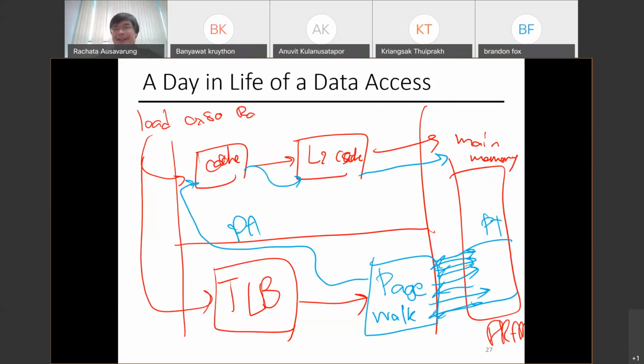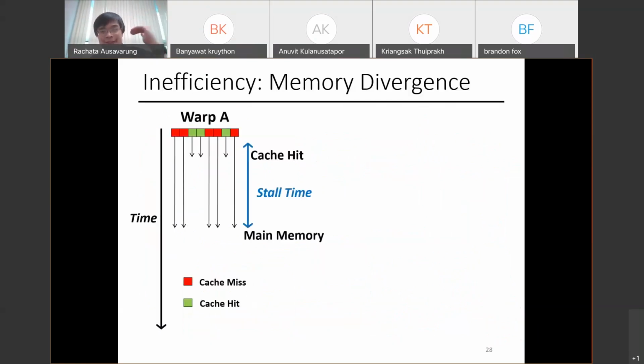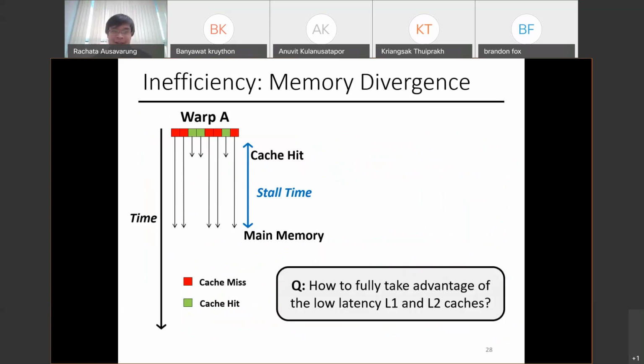So this is a day in the life of a data access, which is inefficient. And it's even worse, as I showed earlier, with the GPU. Why is it the case? If you look at this, the cache does not really provide fast access to your data, right? There's work that I published in 2015 that questions this: how do I take full advantage of this fast cache on a GPU?